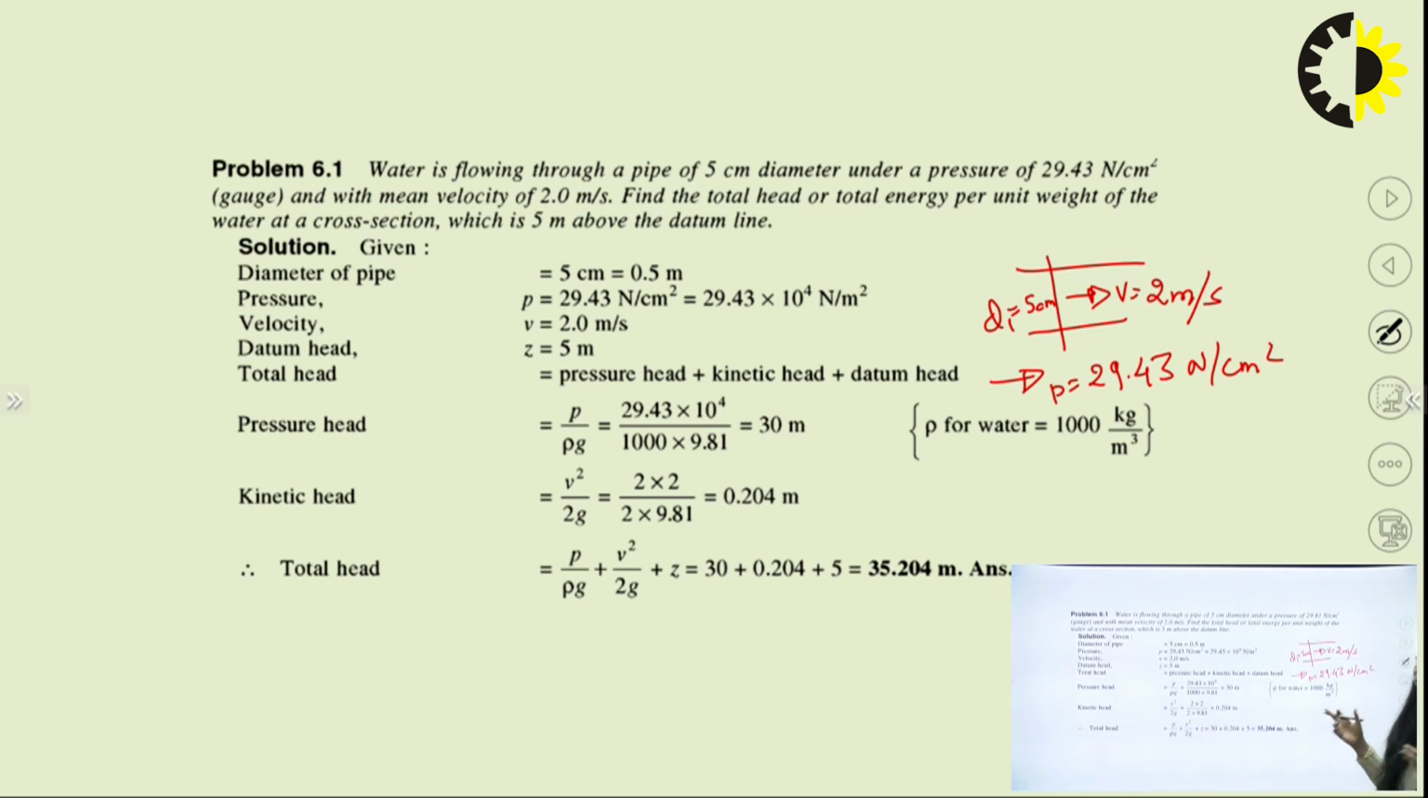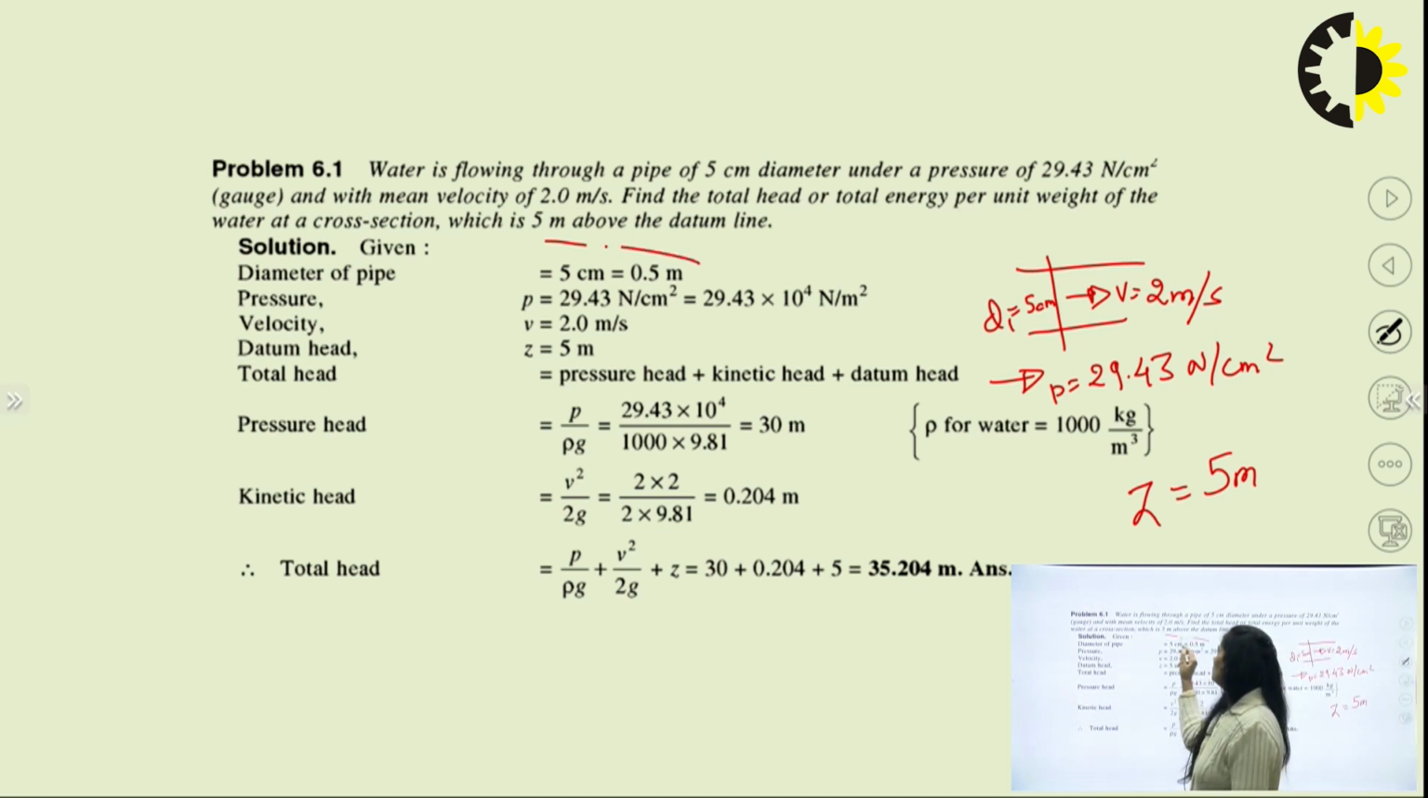Okay, you just need to calculate the total energy by simply putting in the formula. The last line also states that the pipe section is 5 meter above the datum line. So in this question you directly have the value of z as 5 meter. Just solve it. The diameter of the pipe is 5 centimeters, that will be equal to 0.5 meter.